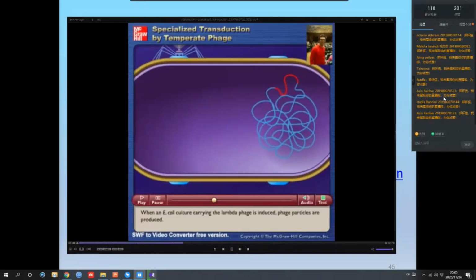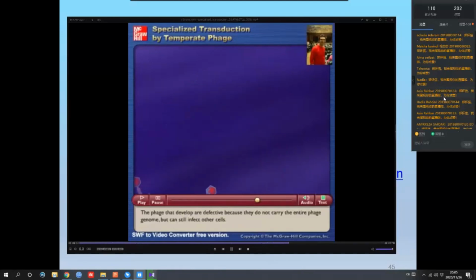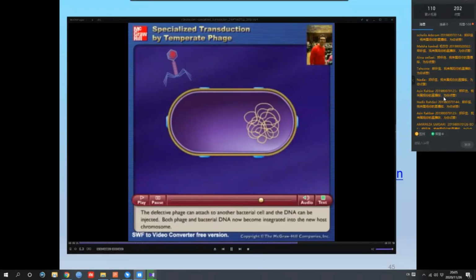When an E. coli culture carrying the lambda phage is induced, phage particles are produced. On rare occasions, a piece of bacterial DNA, for example the gal gene, near the specific site of insertion remains attached to the phage DNA, and a piece of phage DNA is left behind. The phage that develop are defective because they do not carry the entire phage genome, but can still infect other cells. The defective phage can attach to another bacterial cell and the DNA can be injected.